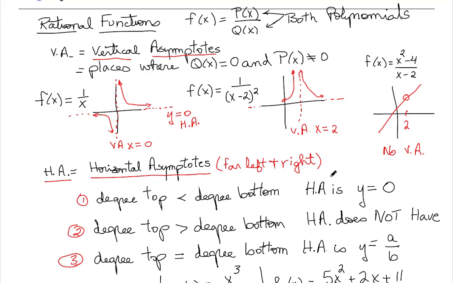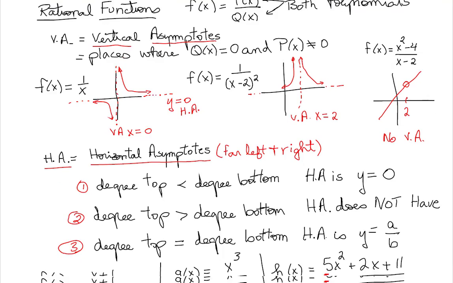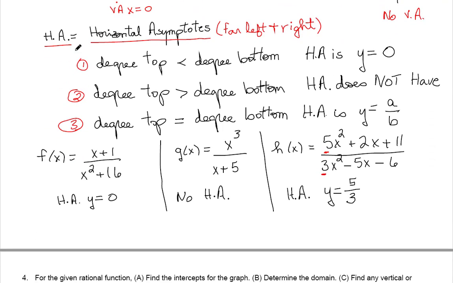Well, it all depends on the degree of the top and the bottom. If the degree of the top is smaller than the bottom, again, the degree being the highest exponent, here's an example: x to the 1 and x squared. Degree of the top is 1, degree of the bottom is 2. On the two sides, this graph levels off to the x-axis, which is y equals 0.